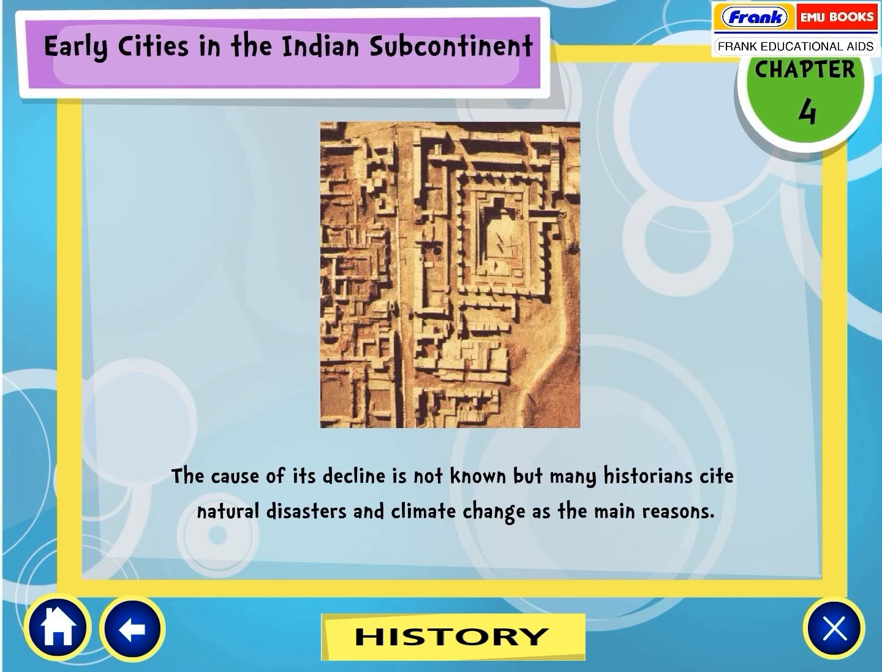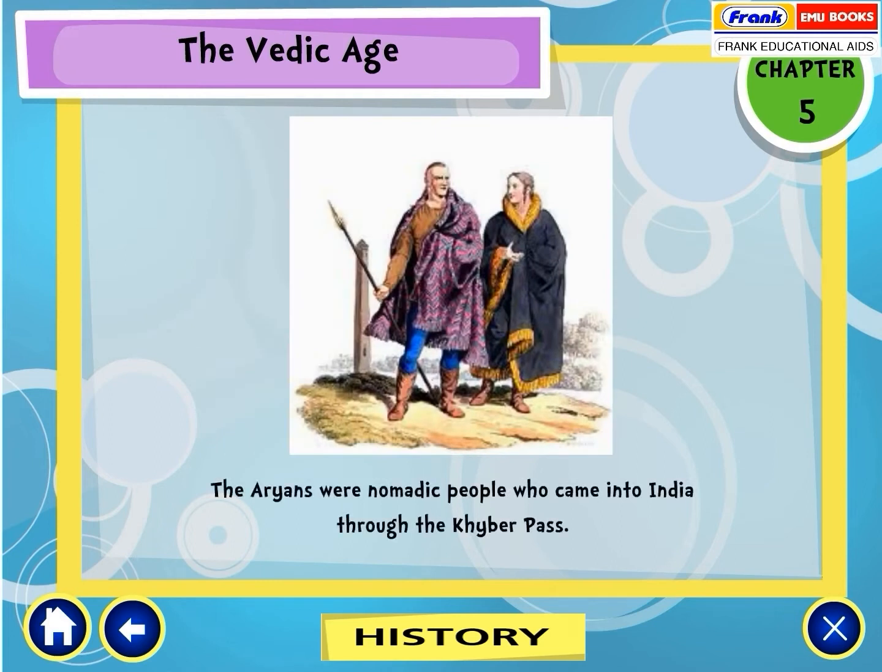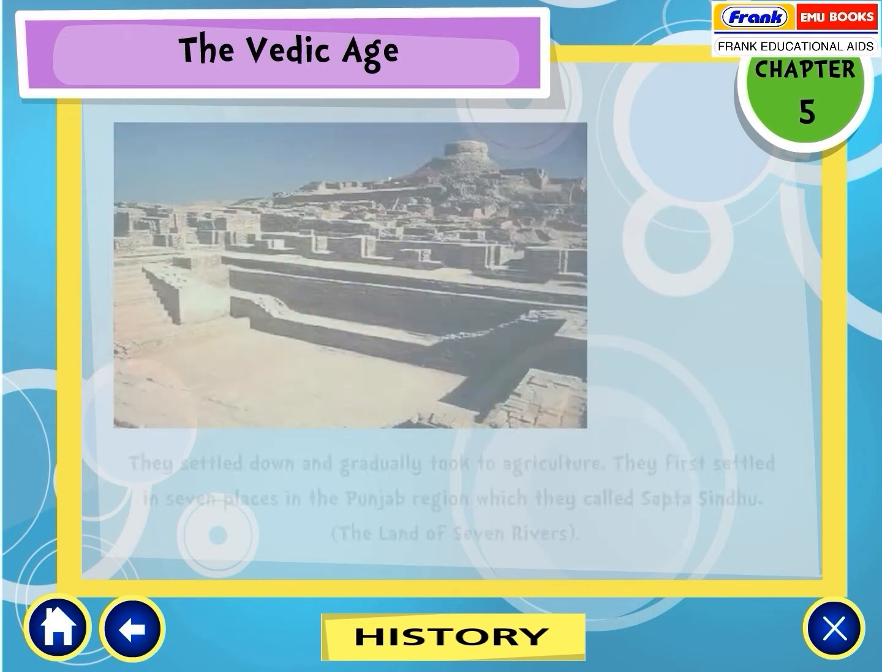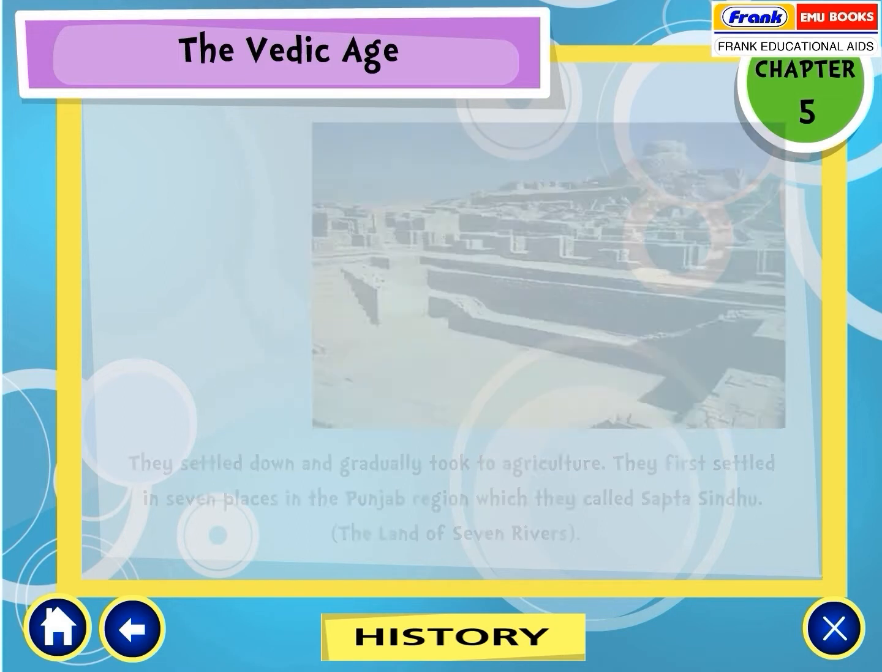The cause of its decline is not known, but many historians cite natural disasters and climate change as the main reasons. The Vedic Age. The Aryans were nomadic people who came into India through the Khyber Pass. They settled down and gradually took to agriculture. They first settled in 7 places in the Punjab region, which they called Sapta Sindhu, the land of 7 rivers.